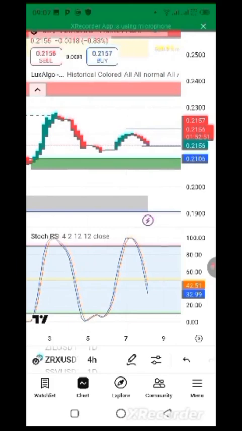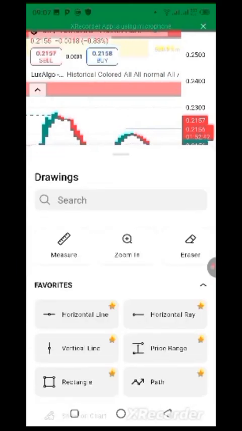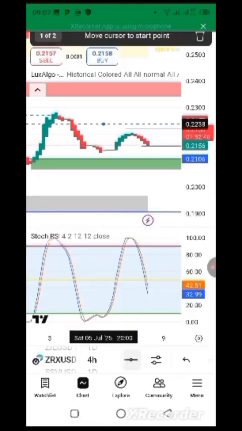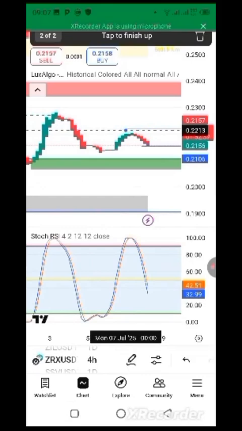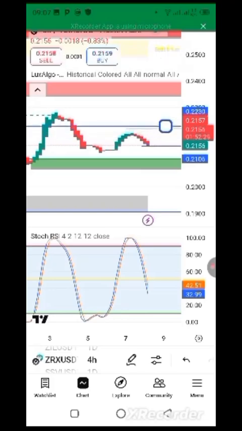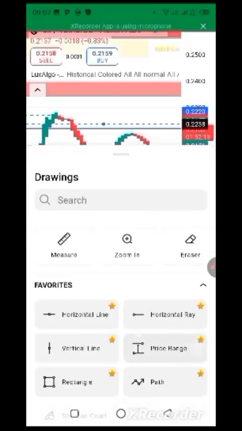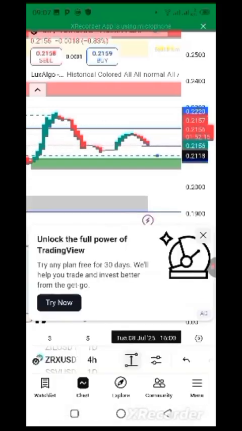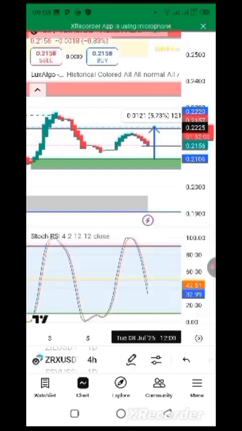Then you consider the previous high. The previous high now is here. You can draw there a horizontal line, or horizontal ray. Our previous high is here. Then we measure. Then we measure from our preset price, which is here at the discount zone, and we measure up to here. Okay, that is our 5%. We can take our 5% from the market.